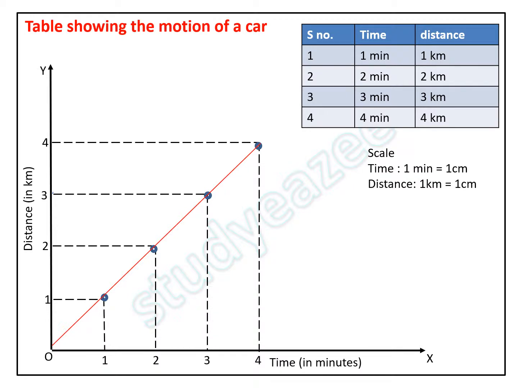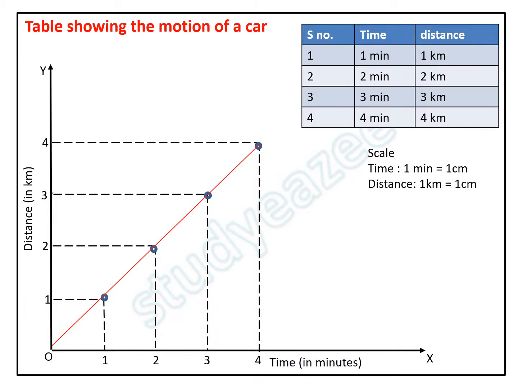Let us suppose a car is moving at a constant speed on a straight road and it covers a distance of 1 kilometer every 1 minute. The distance traveled by the car is shown in the table. On the graph paper, we draw two perpendicular lines. The horizontal line is the x-axis marked by OX and the vertical line is the y-axis marked by OY. We will show the time in minutes along the x-axis and the distance in kilometers along the y-axis.